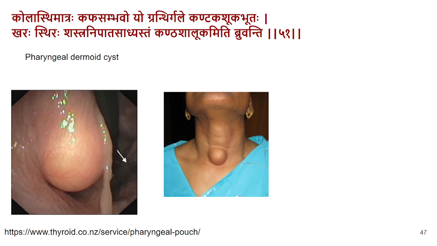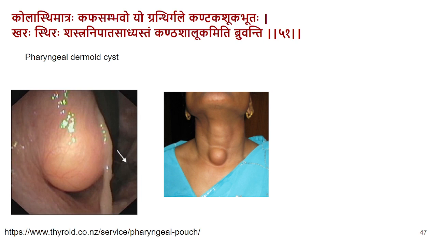Then कोलस्थिमात्रः कफसम्भवयो ग्रन्थिः गले कण्टकशूकभूतः खरः स्थिरः शस्त्रनिपातसाध्यः तं कण्ठशालूकम् इति ब्रुवन्ति. Now this is again typically a dermoid cyst where there would be cholasthematrah, hard and nodular swelling, which is painless and it's always surgical. There is no question of medical treatment. That condition is what Sushruta calls Kantha Shaluka.